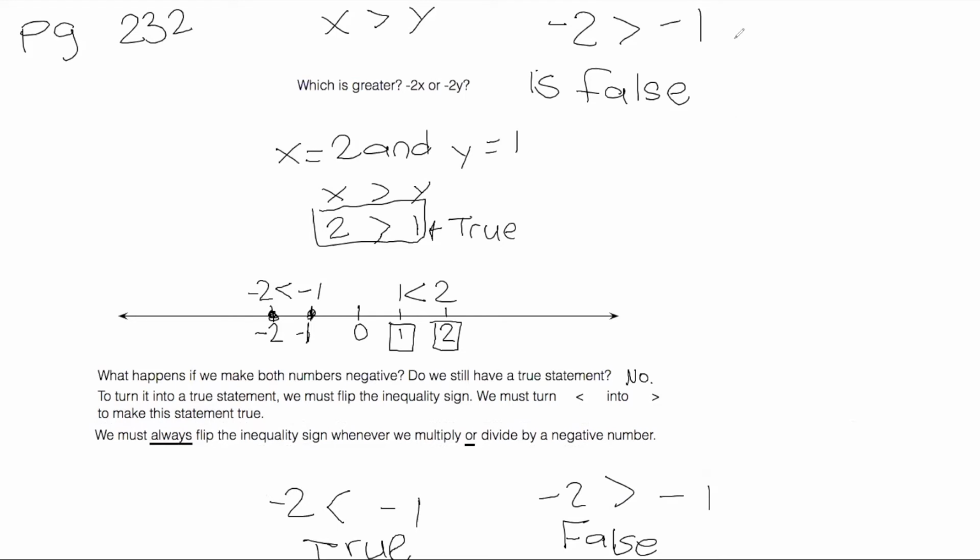We must always flip the sign whenever we multiply by a negative number or divide by a negative number. Something that we always have to do. Otherwise, we won't have a true statement. Must always flip the inequality. So greater than always turns into less than, and less than always turns into greater than, whenever we multiply or divide by a negative. Okay, let me write this down.